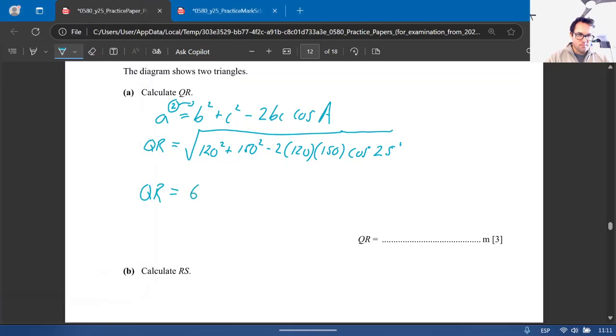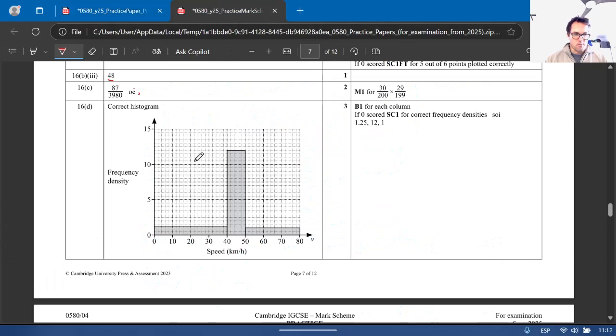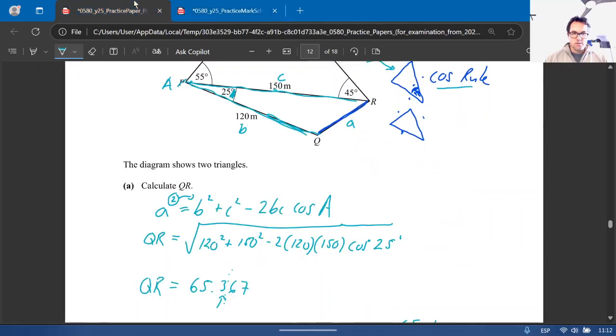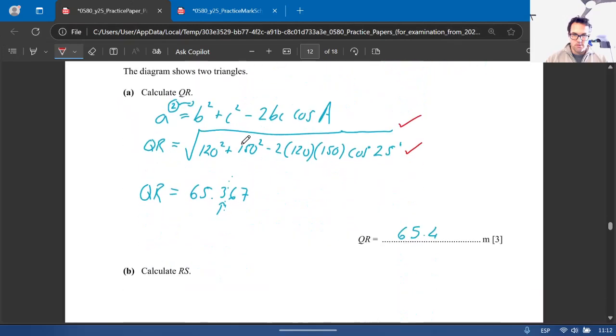65.367. Okay, meters. We're going to round it to 3 significant figures. There's a 6, we round that up to a 4, so it's 65.4. Does that make sense? Yes, let's look at the mark scheme. 65.4 or the unrounded answer, you get 2 marks. Okay. 1 mark for the content underneath the square root, 1 mark for the square root, and then 1 mark for the correct rounded or unrounded answer.